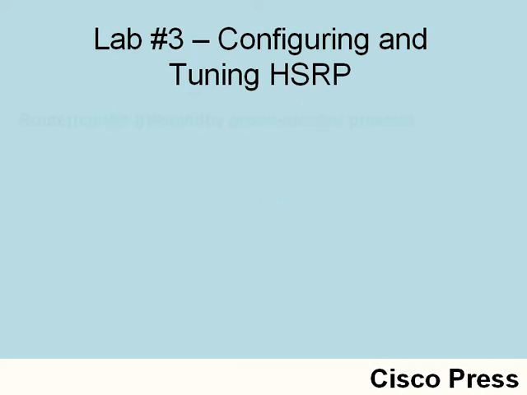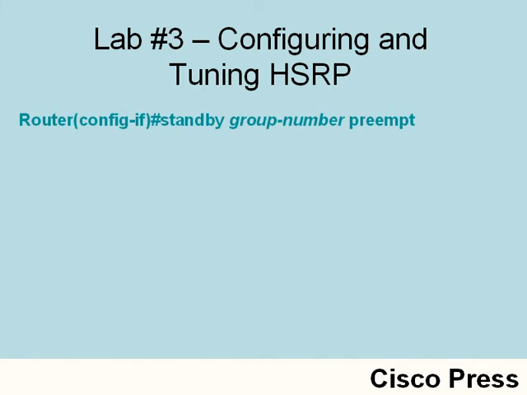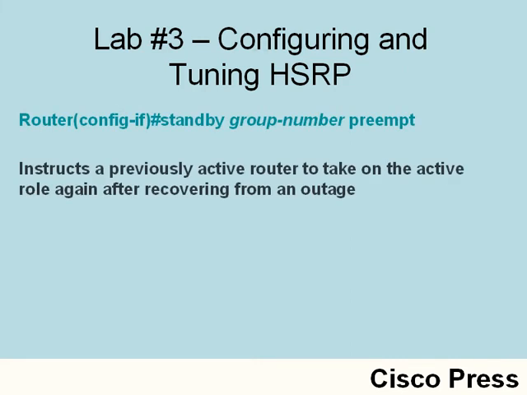Here's what we're going to do. We're going to go into router R1's Ethernet 0 interface and add the command standby followed by our HSRP group number followed by the keyword of preempt. This is going to tell HSRP that this router should be able to get its old job back if it recovers from an outage.